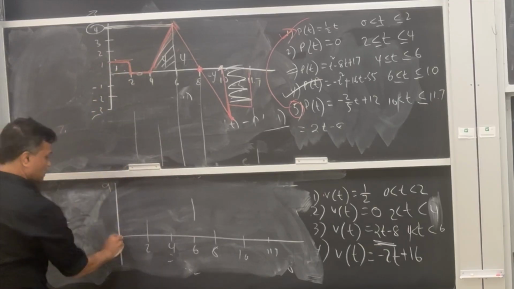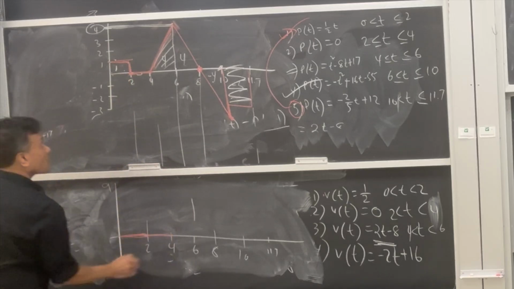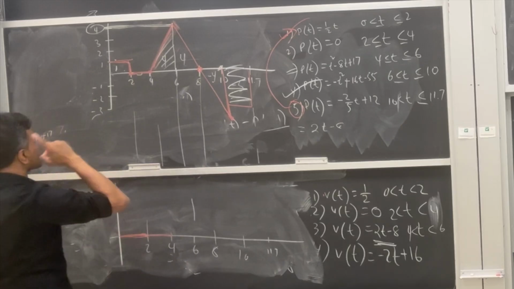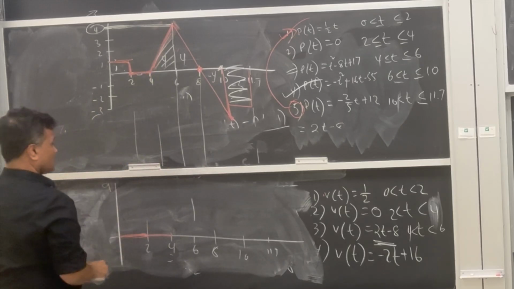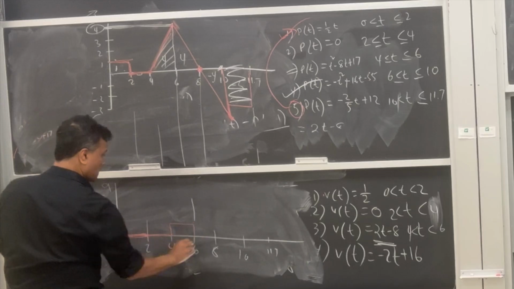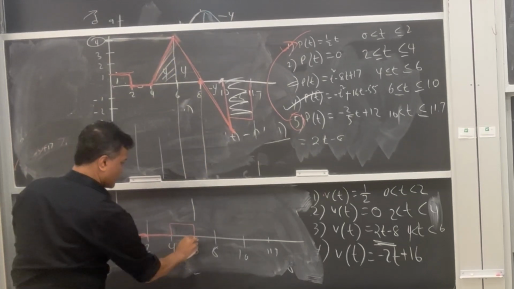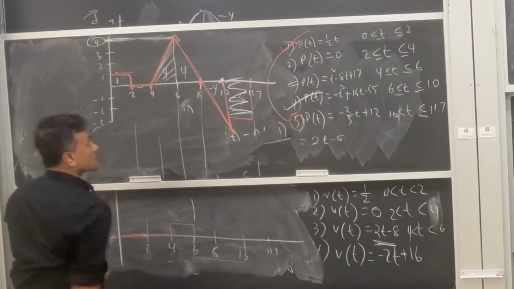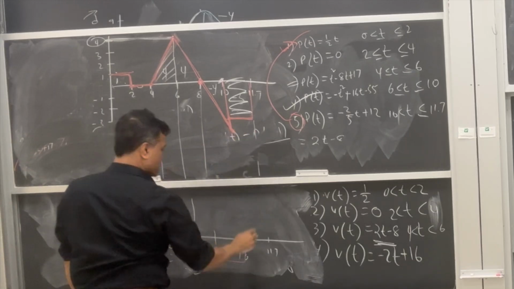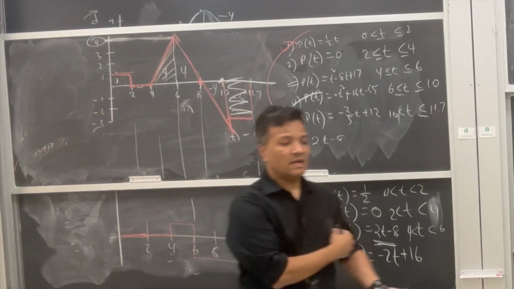The slope of this one is 0. The slope of this one is 0. The slope of this one is positive. The slope of this one is negative. And the slope of this one is 0. This is your acceleration versus time graph.